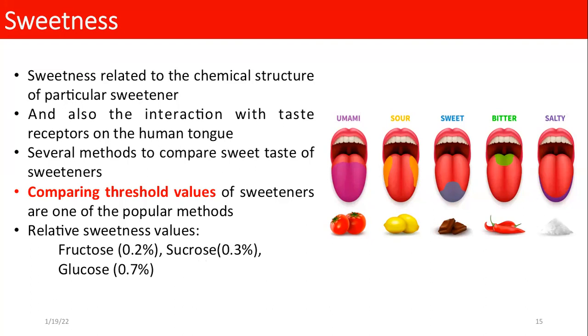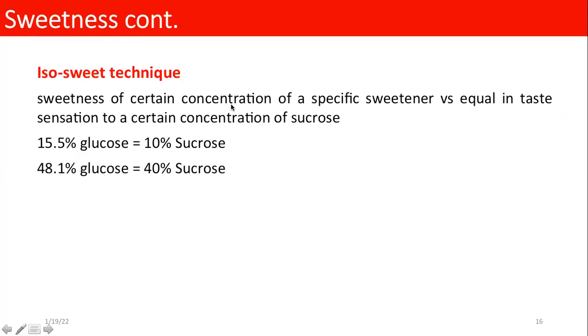According to your experience, you can imagine their sweetness. Which one has the highest sweetness? According to the threshold values, you can see glucose has the highest sweetness, higher than fructose and sucrose. So how do we determine the sweetness? There are several different mechanisms. Threshold values are very important, and the isosweet technique is another technique.